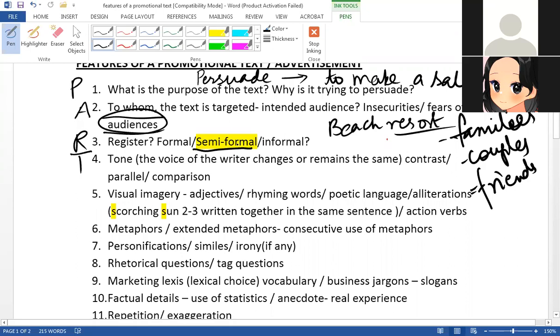I would request Aisha Amim to read point number 4 and 5. Read point number 4 and 5.